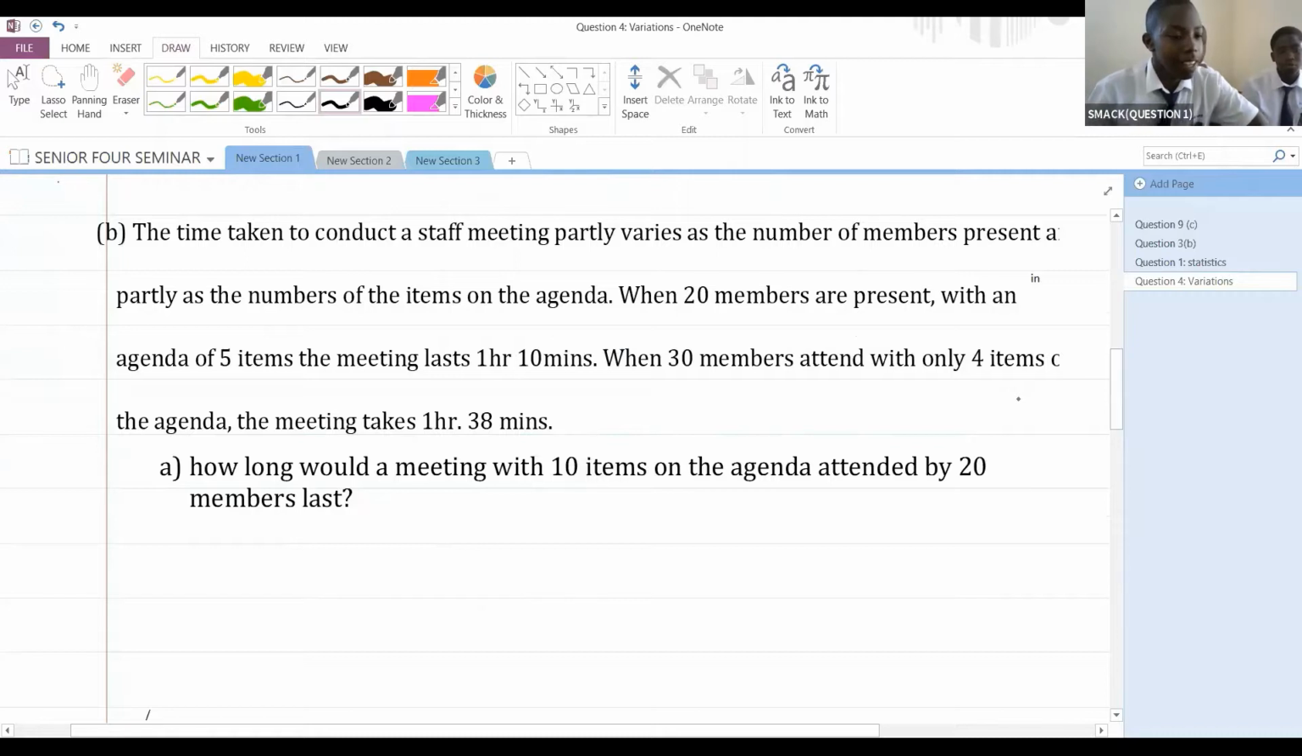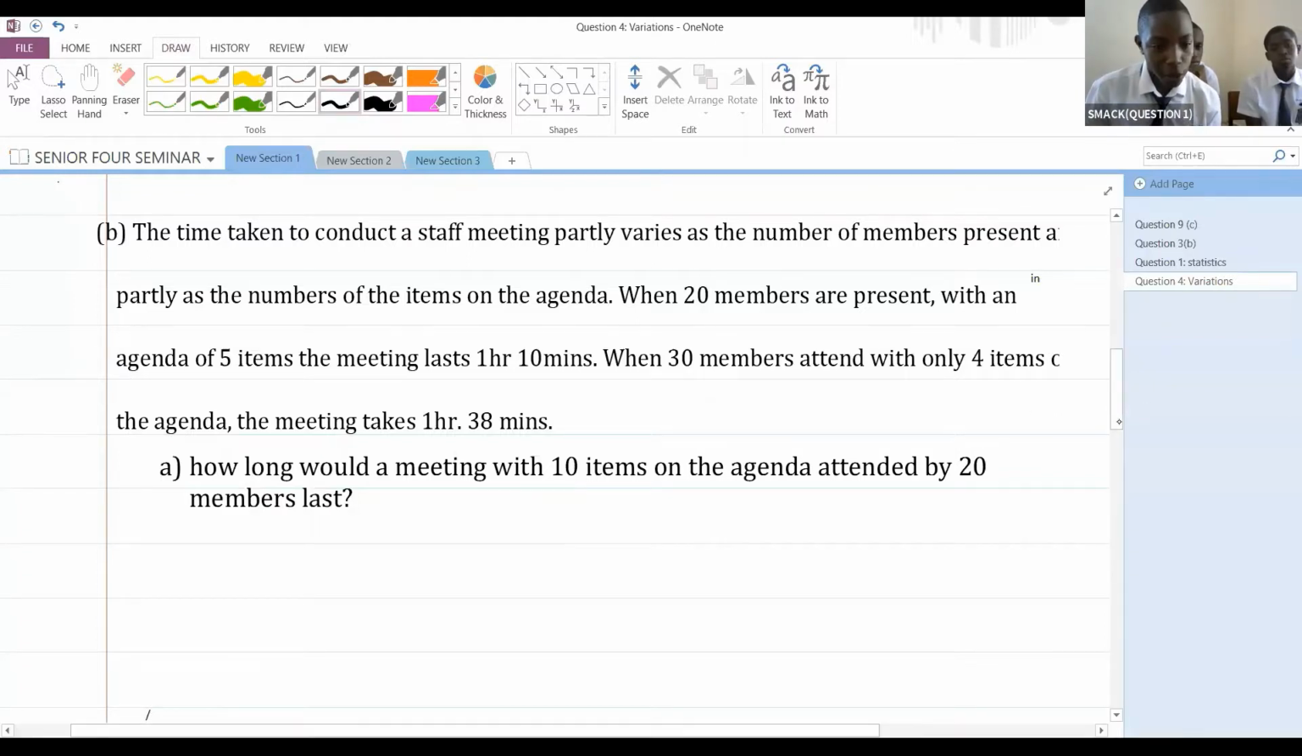Now, part B says, the time taken to conduct a staff meeting partly varies as the number of members present and partly as the number of items in the agenda. 20 members are present with an agenda of 5 items. A meeting lasts 1 hour, 10 minutes.